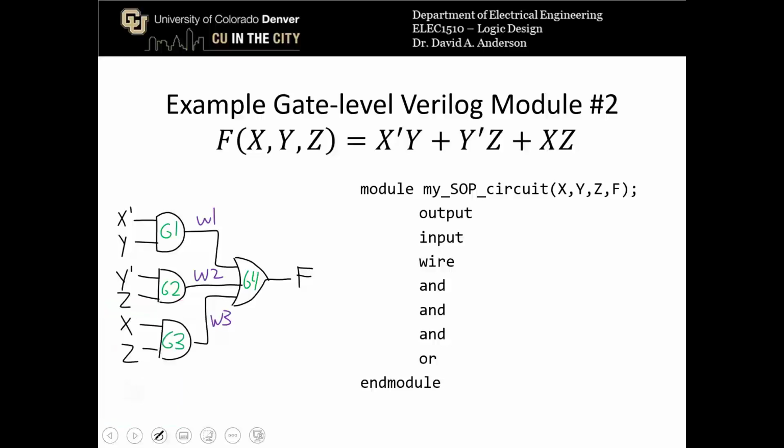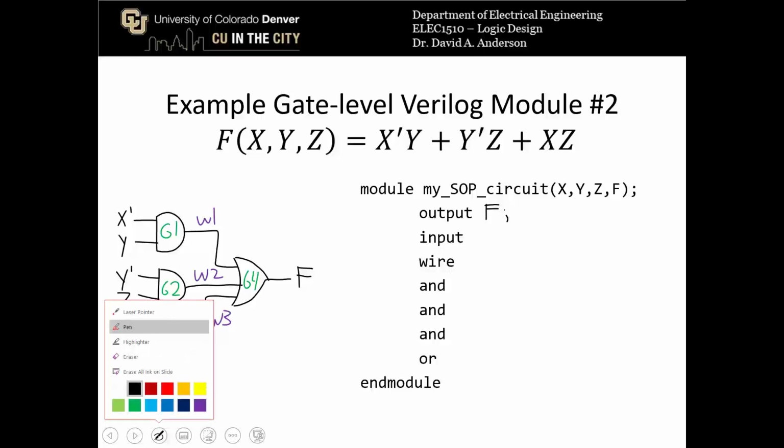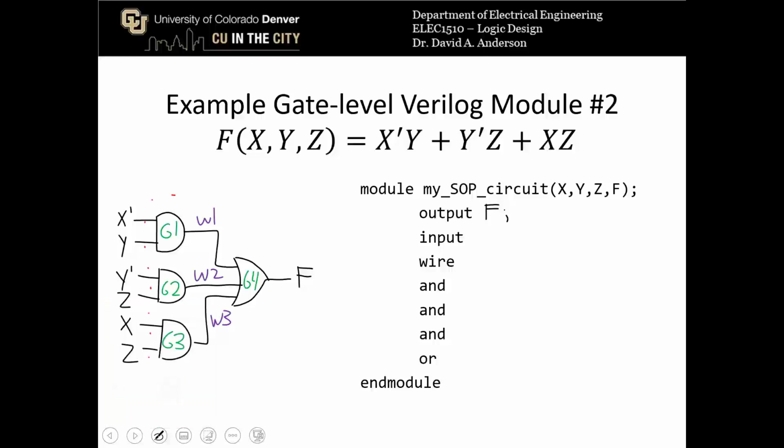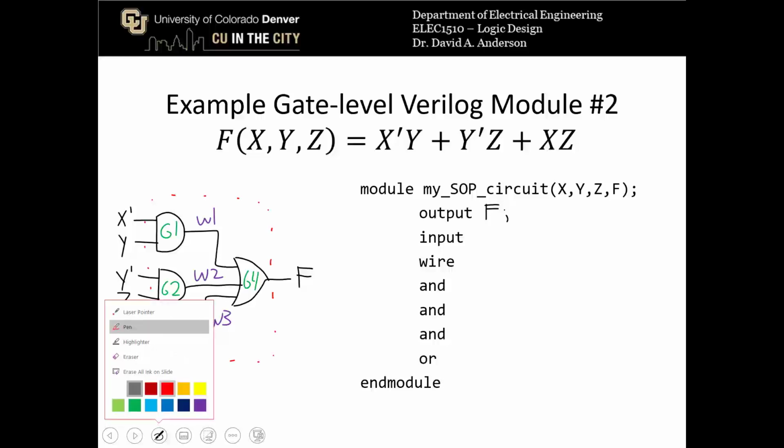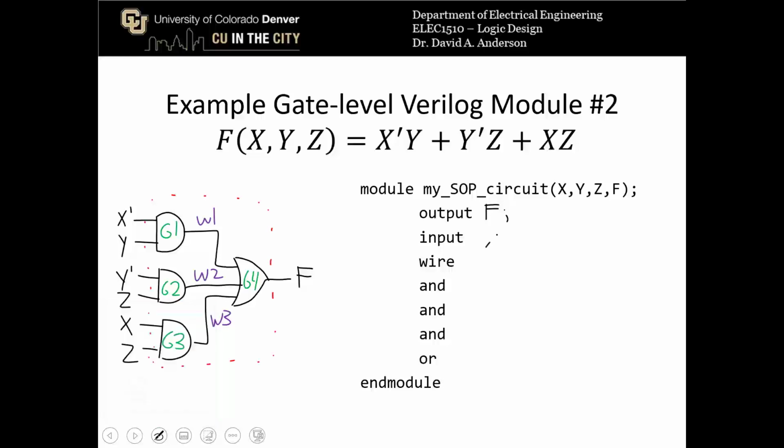Okay, so now in the Verilog, we can actually go through and say what all of these lines have to be. The only output in the whole module is F. Again, the module looks like this. So the only output is F. The inputs are X, Y, and Z. And then we want to define wires W1, W2, and W3.